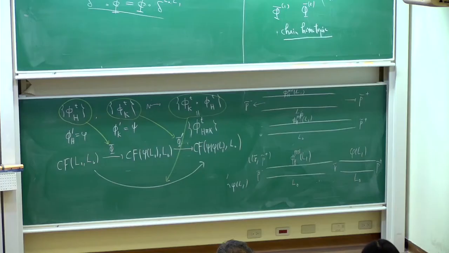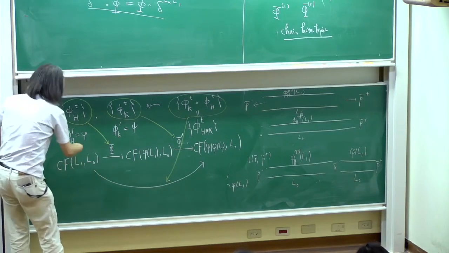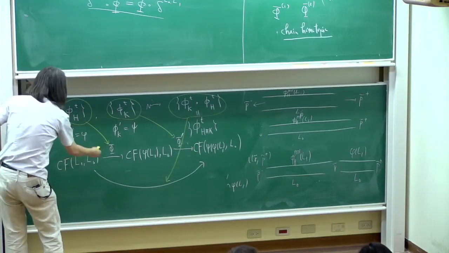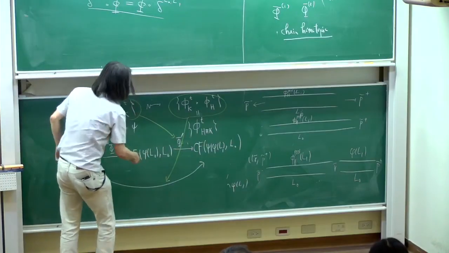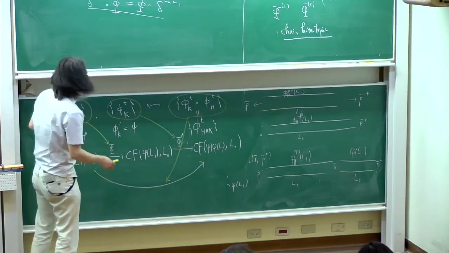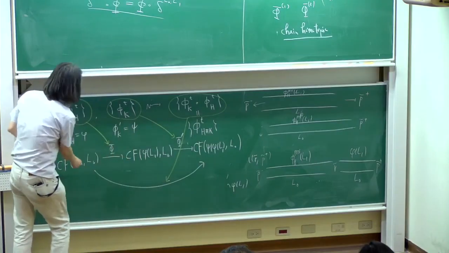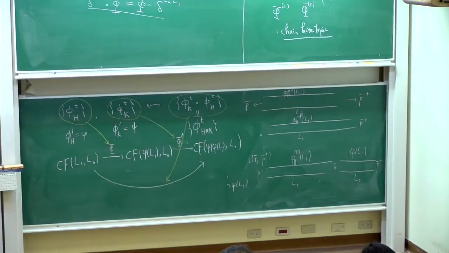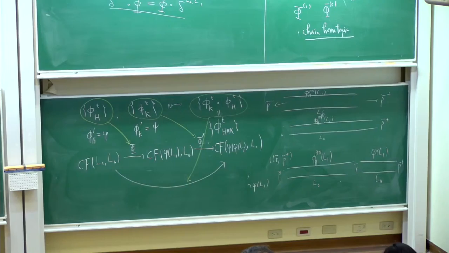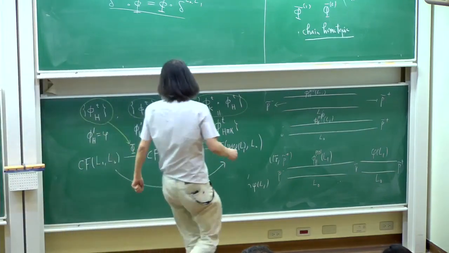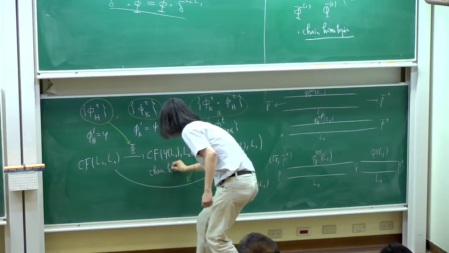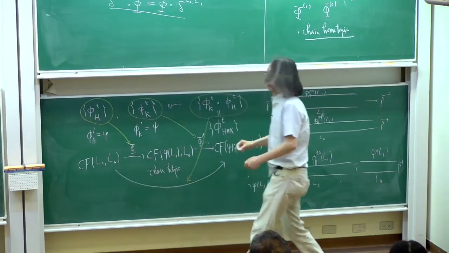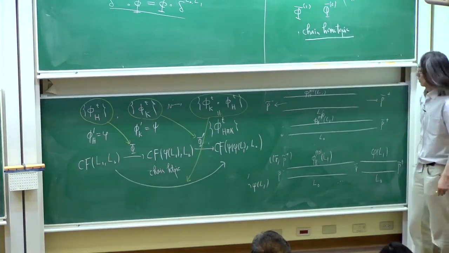So just use the first Hamiltonian isotopy to send this chain complex to this chain complex, and the second Hamiltonian isotopy sends this one to this one. But you can also directly use this one to send this one to the other one. And then again, these two are chain homotopic. So this is another story.